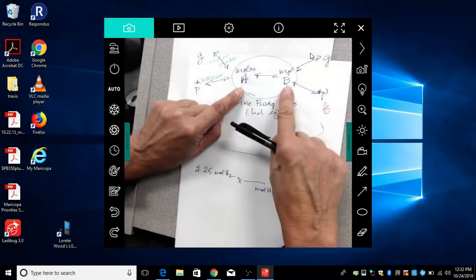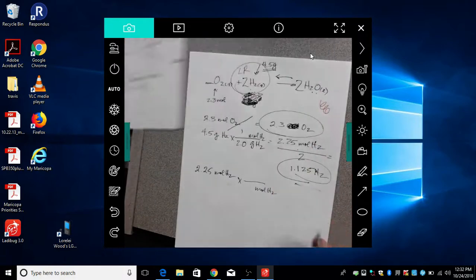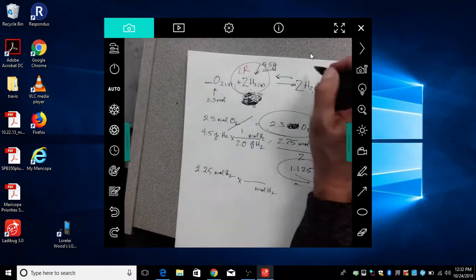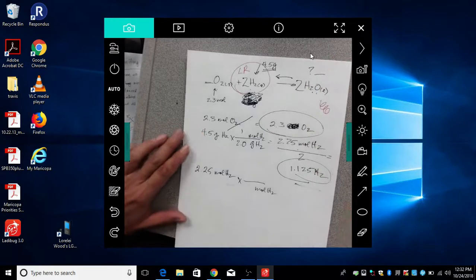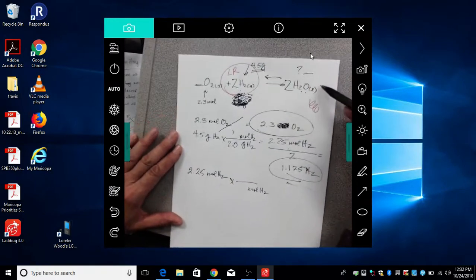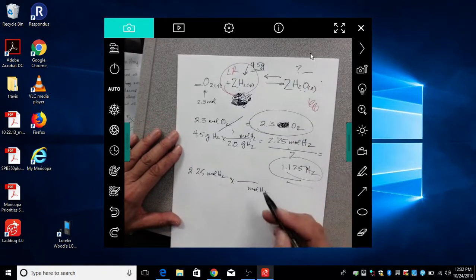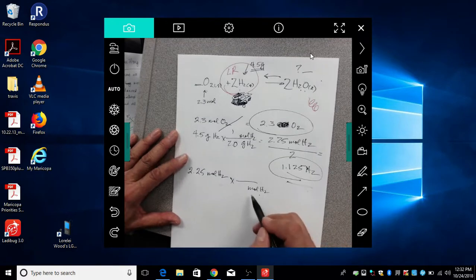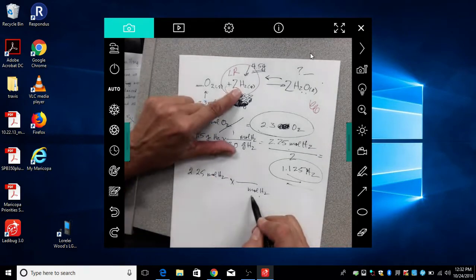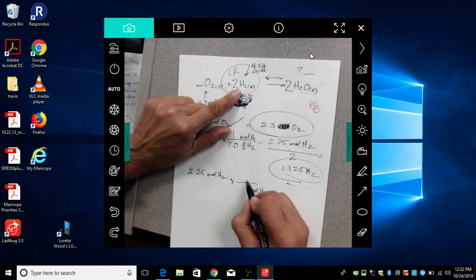I want to go over to here. Let's see, what did the problem ask? We want to know how many grams of this. I didn't tell you that, that's the problem: how many grams of this stuff you want to make. So we're going from moles of H2 to moles of H2O, good.